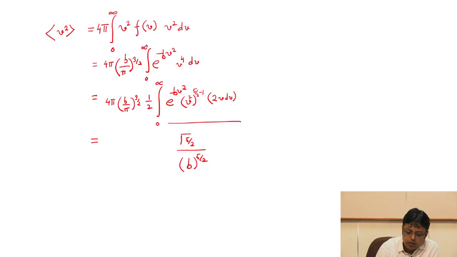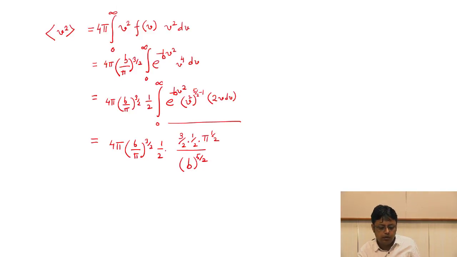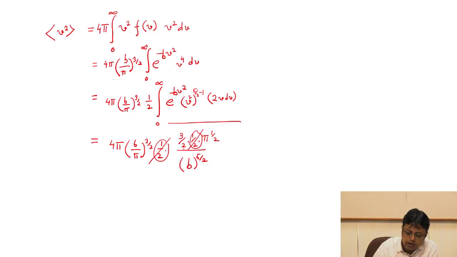Now you can easily see we are going to get a very interesting relation. So I have 4 pi here, b by pi to the power 3 by 2 into half. Instead of gamma 5 by 2, you can just directly write down the value. So gamma 5 by 2 is 3 by 2 times half times root pi. And then let us see what we discovered. This half and this half gets cancelled right away. Sorry, it's not cancelled, it will be the value. So let us see actually what we get.